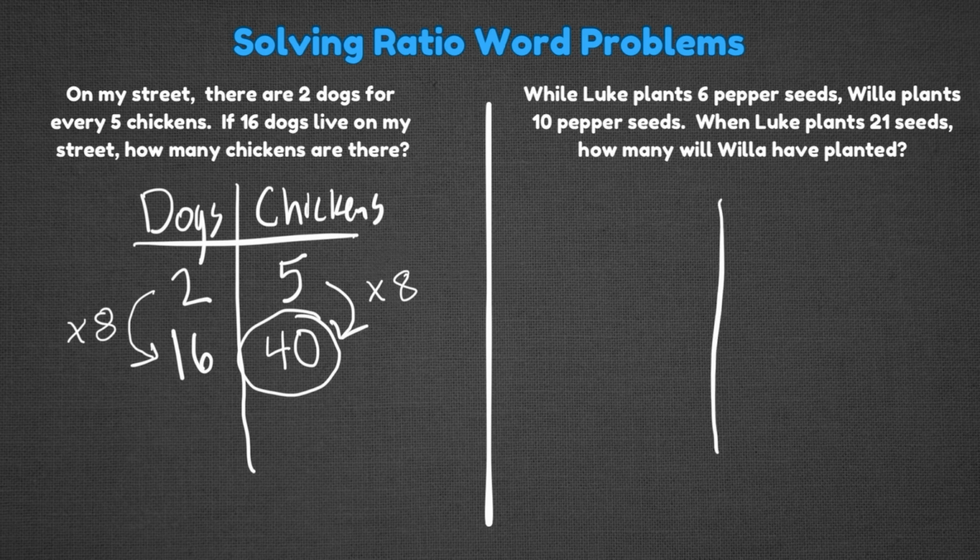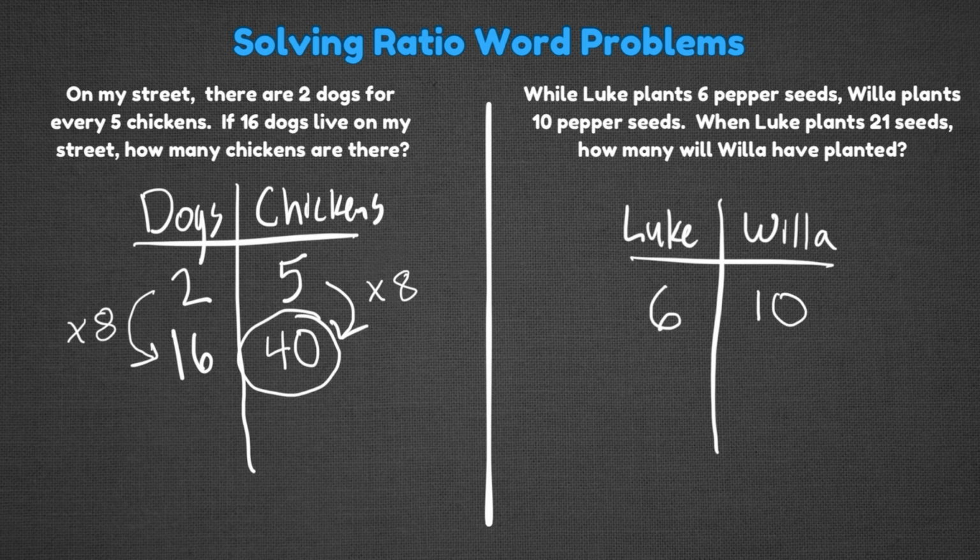Let's do this nice little T chart again, as it's very helpful to organize our thoughts. And we're given Luke first. And if we read the problem, Willa comes second. And Luke plants 6 pepper seeds for every 10 that Willa is able to plant. Then the problem goes on and says, when Luke plants 21 seeds, how many will Willa have planted? So we're looking for this number right here.